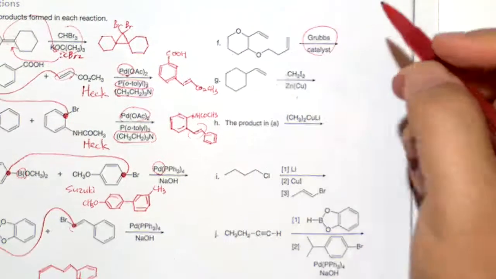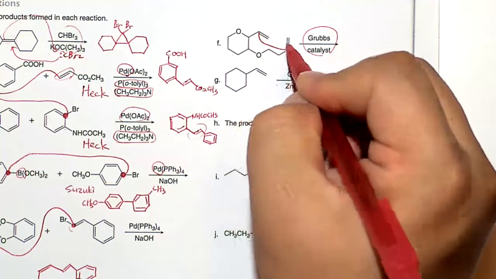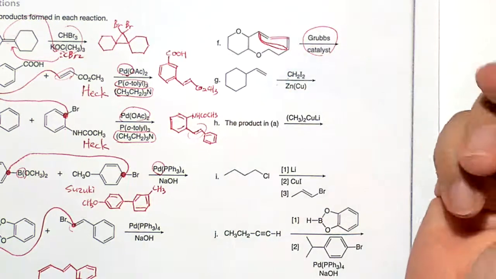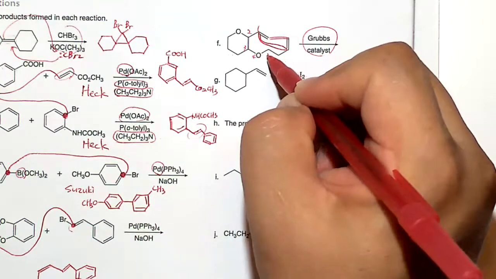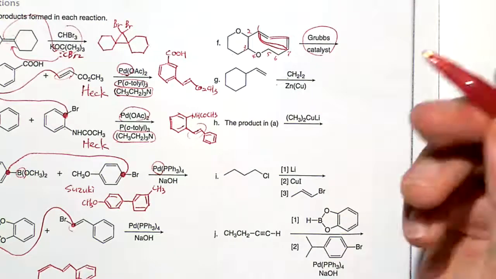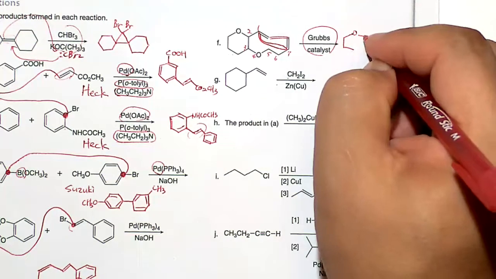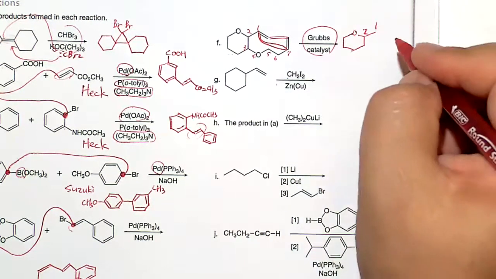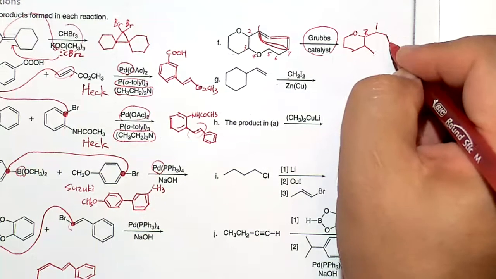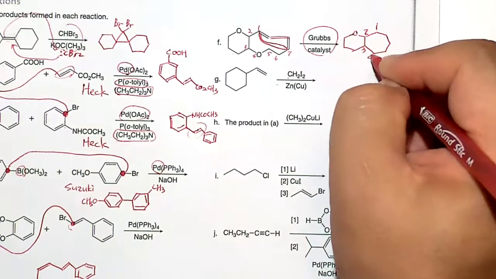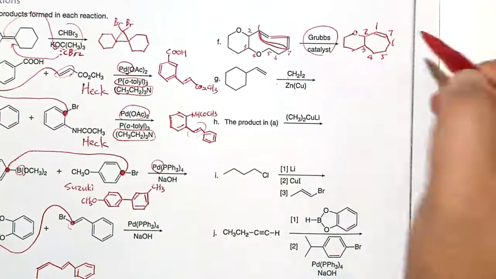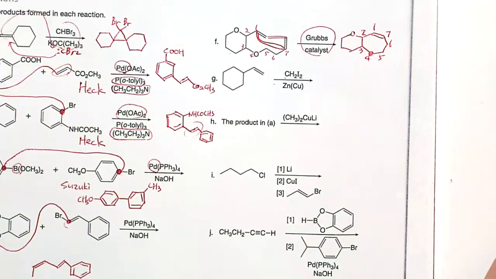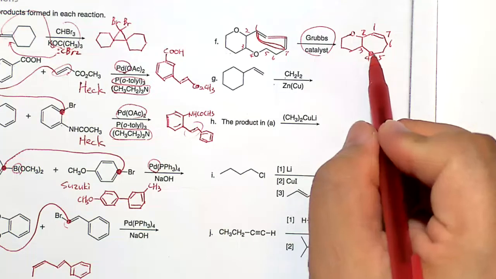F is Grubbs catalyst. That carbon and this carbon will make double bond. This carbon will make double bonds and leave. So that's 1, 2, 3, 4, 5, 6, 7-membered ring will be formed. I'm going to draw the structure again. 1, this is 2, 1, the 7-membered ring. 3, 4, 5, 6, 7. 1 and 7 will have double bond. Number 4, there's oxygen. So this is the structure. Ring closing metathesis.